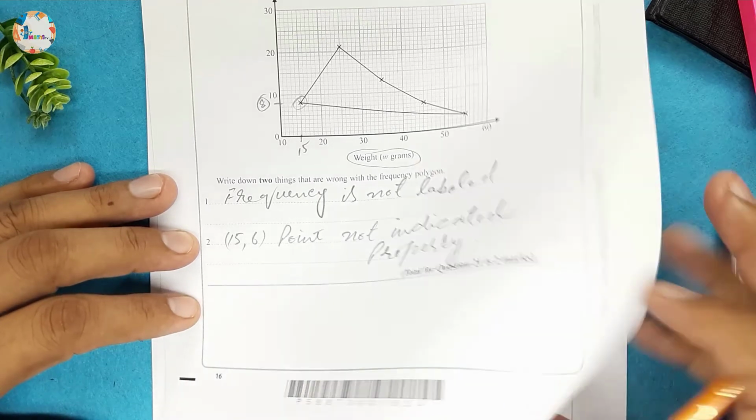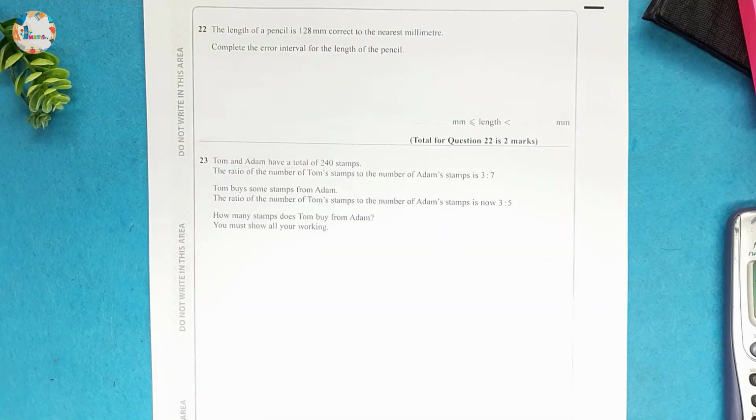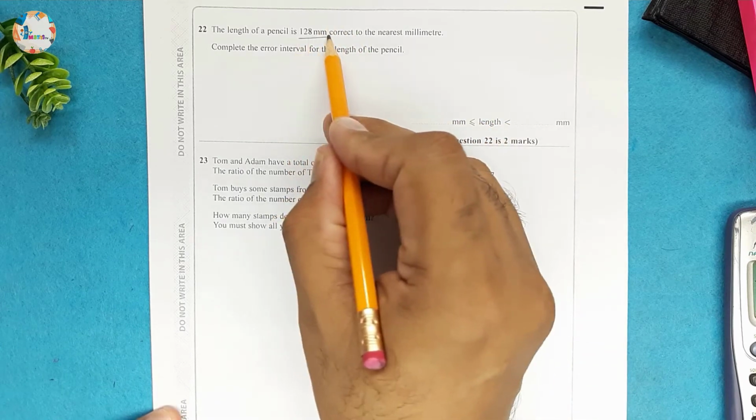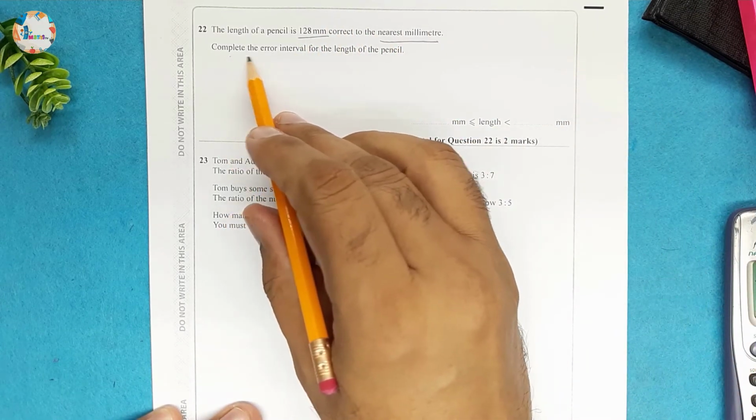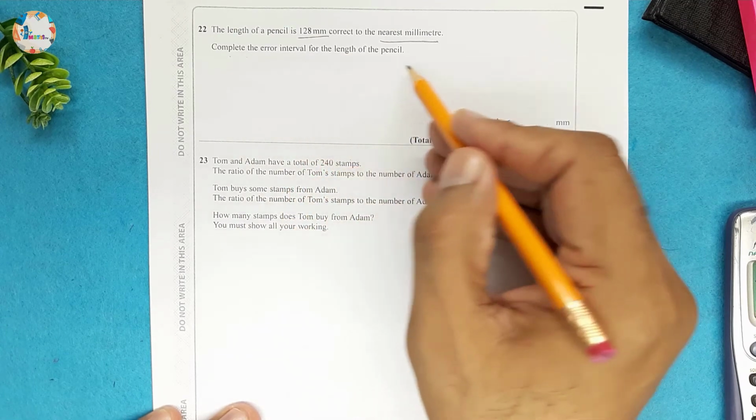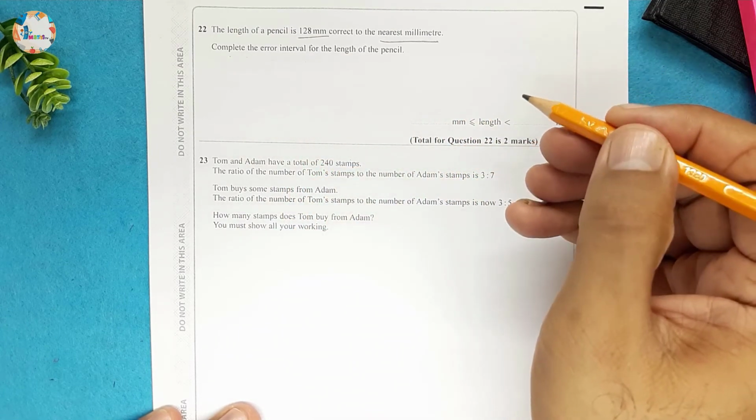So it's not at proper location. This is done. Question number 22. The length of a pencil is 128 mm, correct to the nearest millimeter. Complete the error interval for the length of pencil.